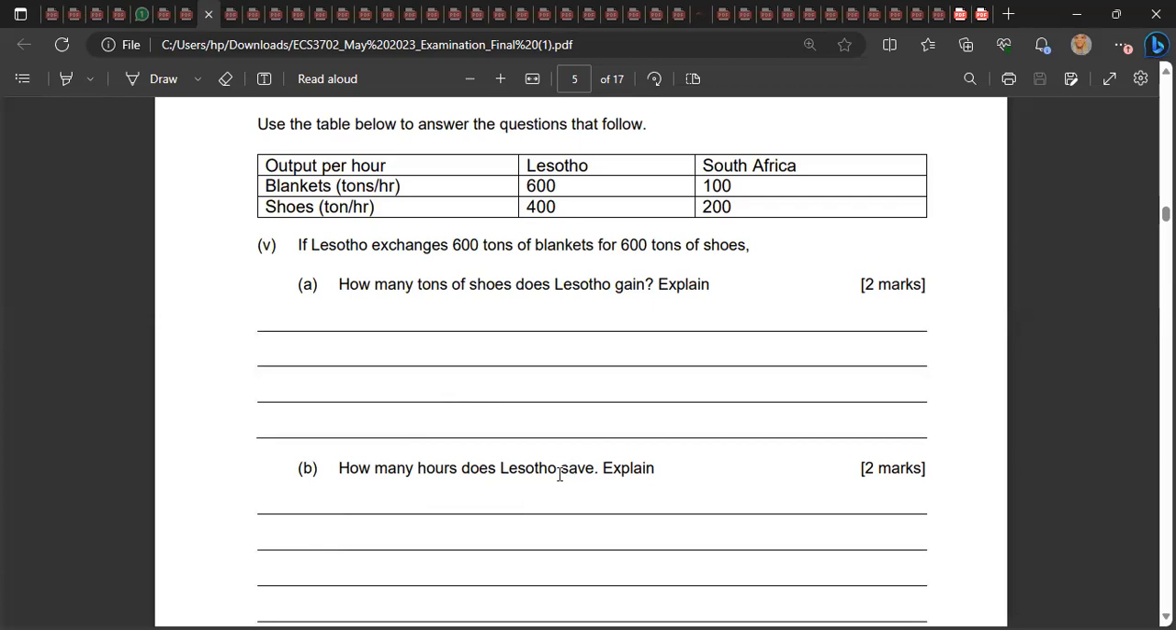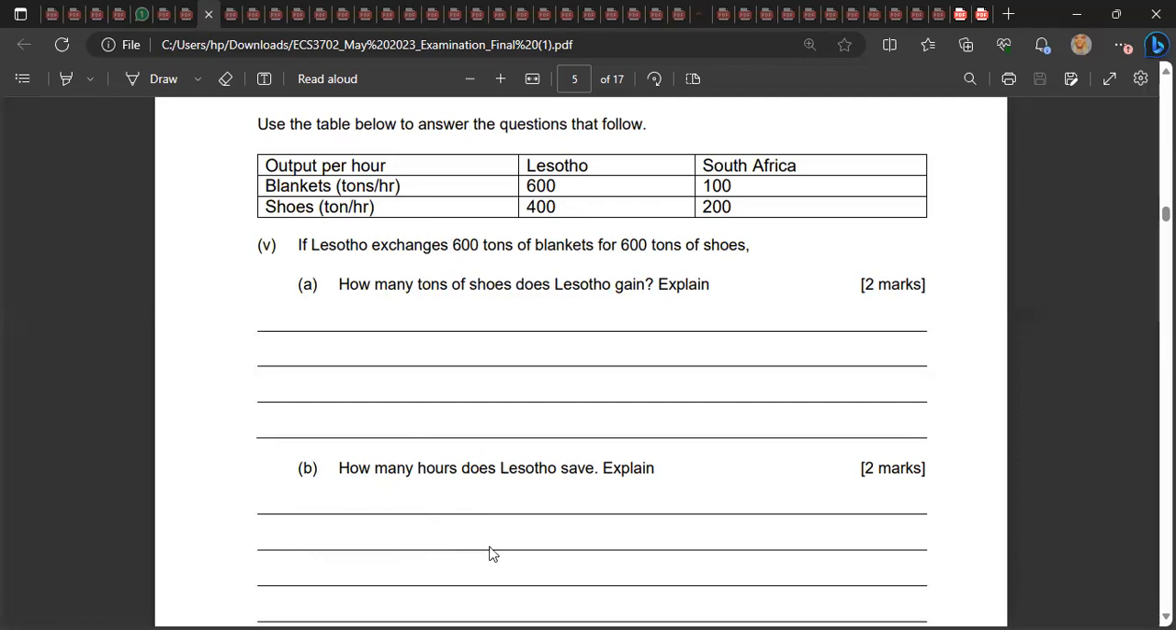Then in terms of hours now, look at what they gained on A. So they gained 200 shoes on A. And how many hours does it take to manufacture 200 shoes? Then you come and check there. So in Lesotho, you do 400 shoes per hour. So 200 should be half an hour, which means they are gaining 30 minutes.